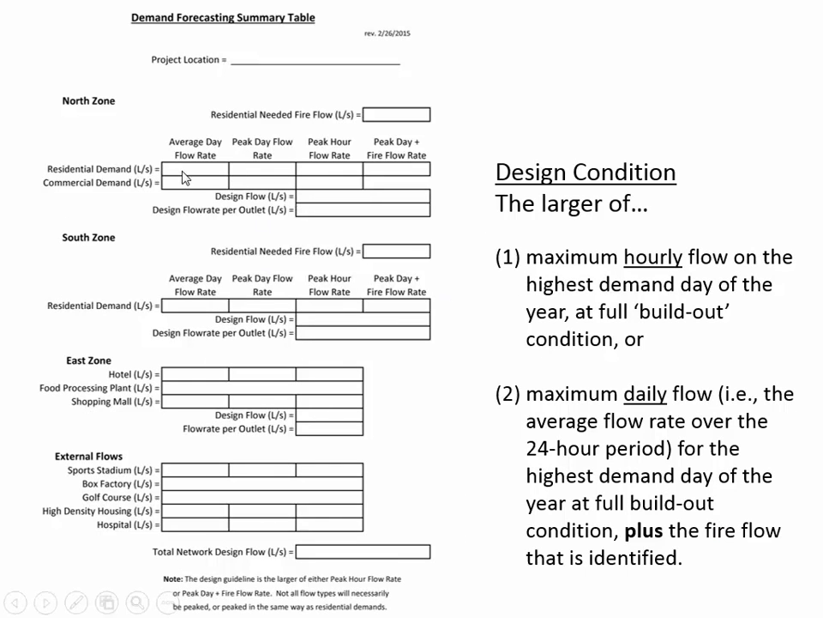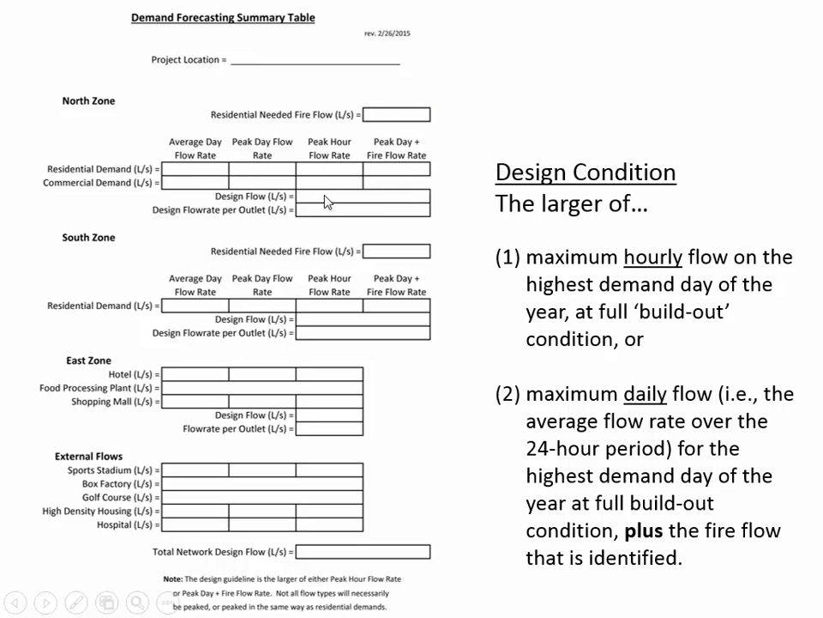So you can see the residential demand. Here's the average daily flow rate. You'll figure that up. Then you'll multiply it by 1.8 to get the peak day. And then you'll multiply the average day by 3.25 to find the peak hour. So the other thing you have to do is, over in this cell, add the fire flow and the peak day. So this cell plus the fire flow will give you this.